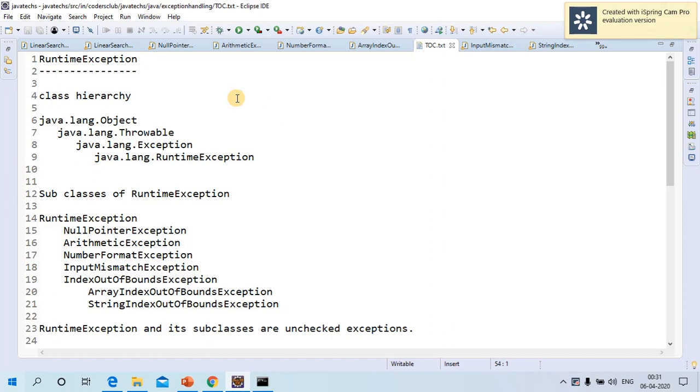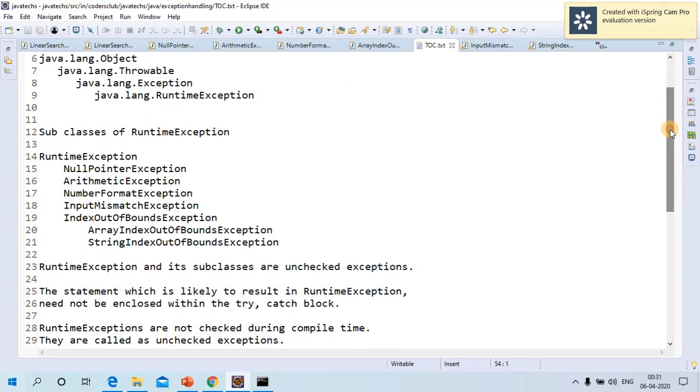So today we will study about an exception class called RuntimeException. Let us look into the class hierarchy. This is the class hierarchy: java.lang.Object, java.lang.Throwable, java.lang.Exception, java.lang.RuntimeException. And this RuntimeException has got some subclasses.